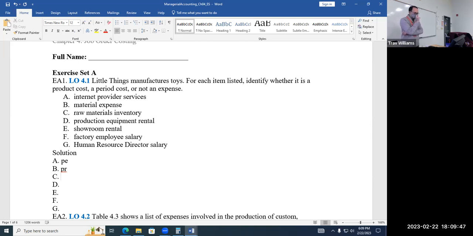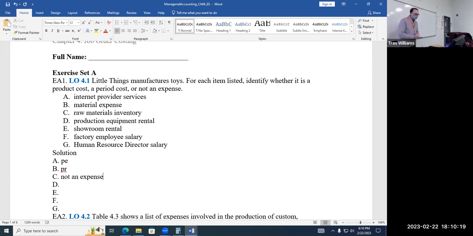Which one? One of these 2 is a trick. Let me think. Which one is it? Yeah, it's C. Because inventory is an asset until we've sold the product, and then it becomes an expense. So that was me. That was a trick. I didn't make it up. But this one, technically, the right answer is not an expense. If that inventory had been sold, then it would be a product cost.